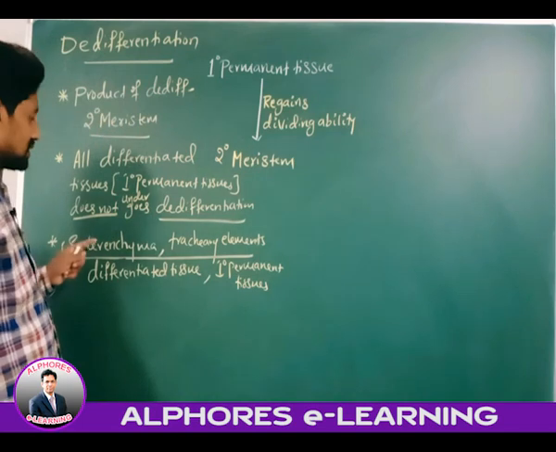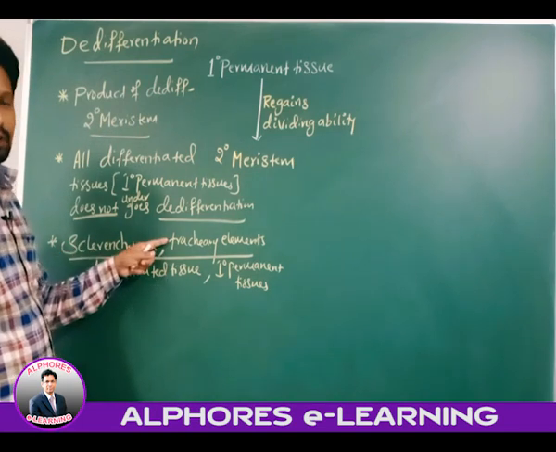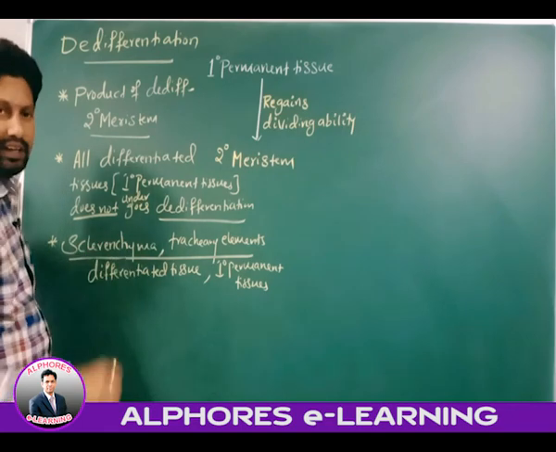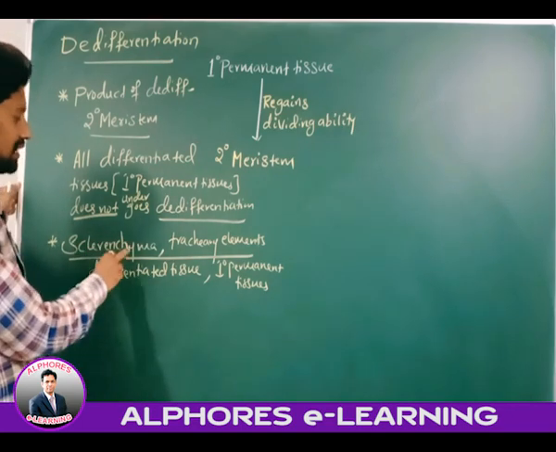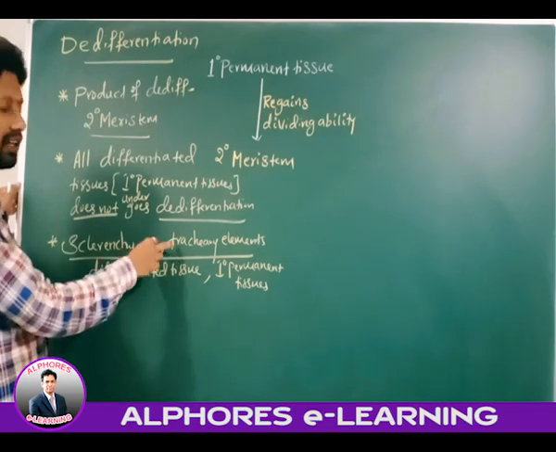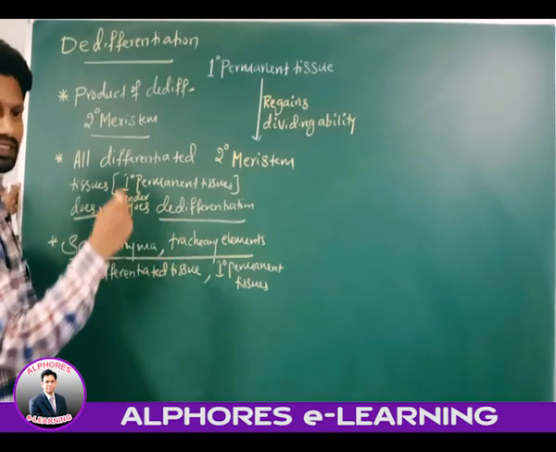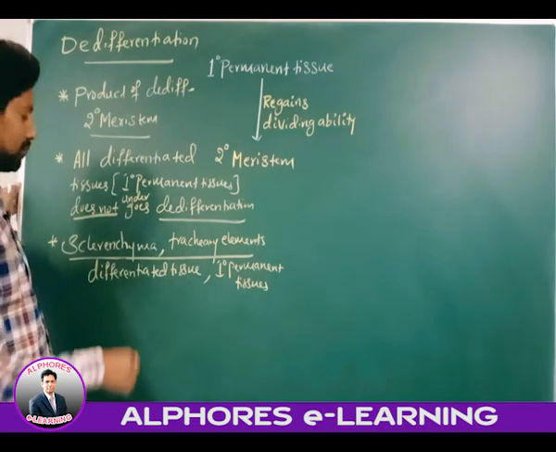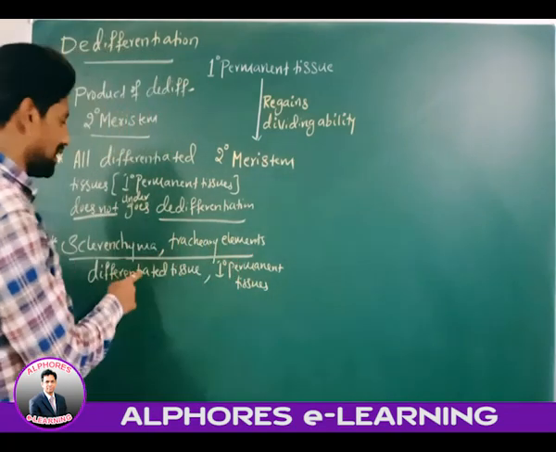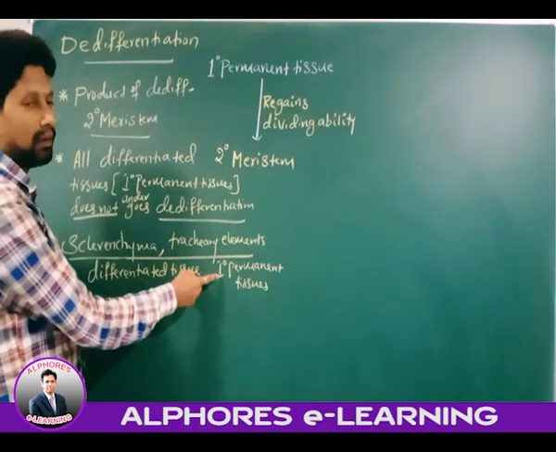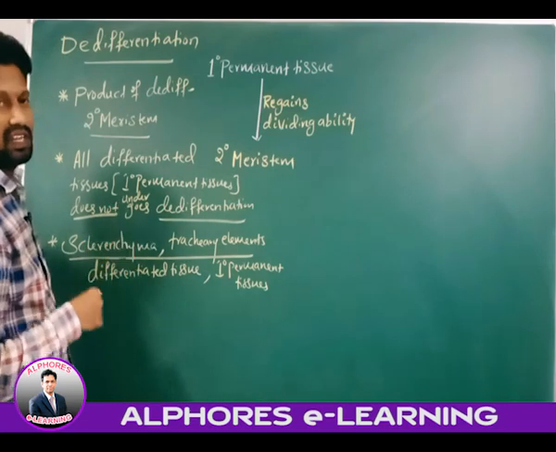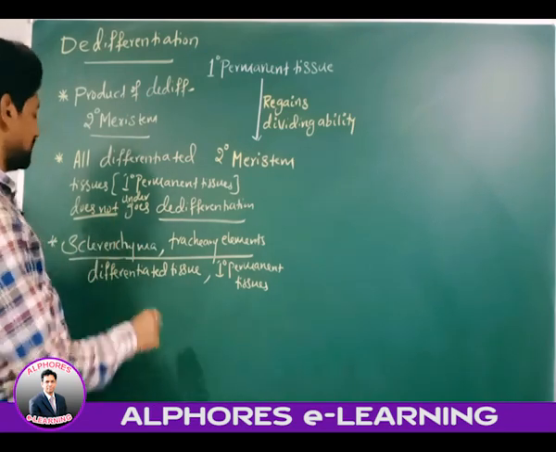Now you tell me, do sclerenchyma and tracheary elements undergo dedifferentiation? No. Why? Because they are dead. Sclerenchyma is a dead tissue. Tracheary elements are dead. How can dead tissues undergo dedifferentiation process? Therefore, they are differentiated tissues, they are primary permanent tissues, but they do not undergo dedifferentiation.